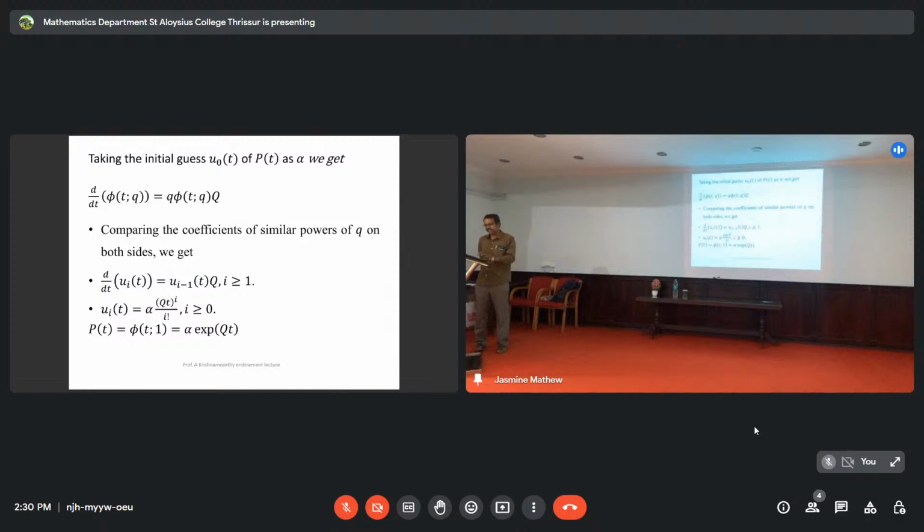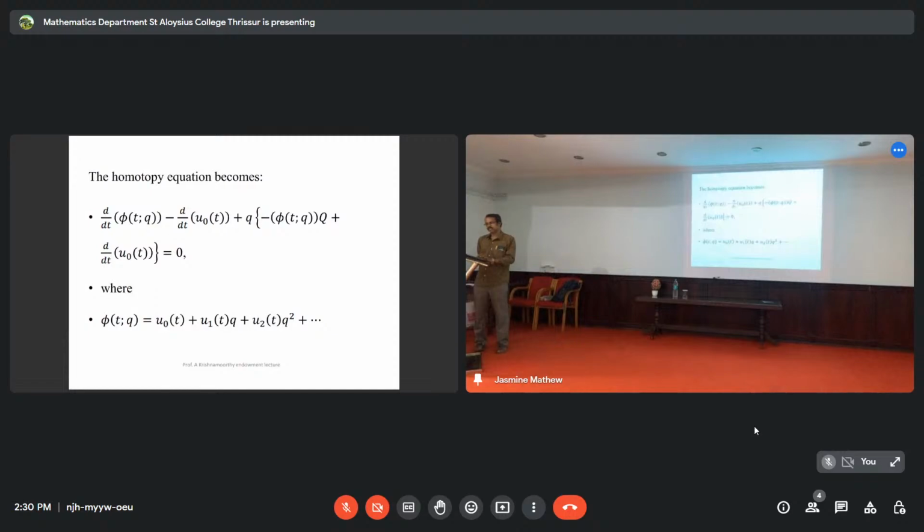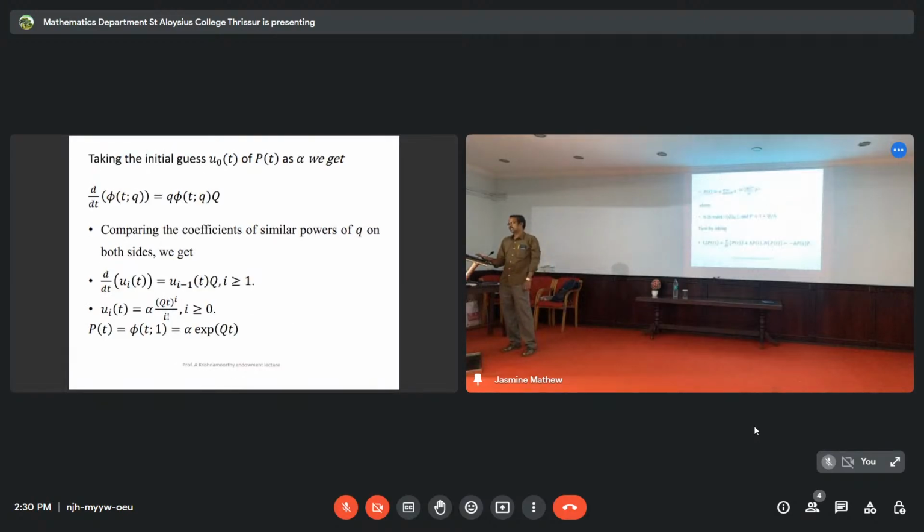So with this definition, p(t) equal to alpha, the d by dt in this equation will vanish because u0 is independent of t, and therefore this will vanish. This one also will vanish, and we will get a simple differential equation with this easy guess, and that is given by d by dt of phi(t, q) equal to q multiplied by that one.